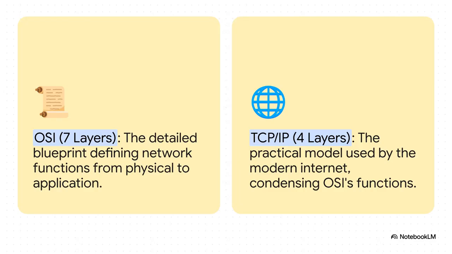So what we have is the blueprint, the seven-layer OSI model. And then we have reality, the TCP/IP model, which is what the modern internet actually runs on. You can see it's a bit more streamlined, just four layers that kind of squish some of the OSI functions together. For our journey today, though, we're going to stick with the seven-layer OSI model, just because it gives us a much clearer step-by-step picture of everything that's going on.